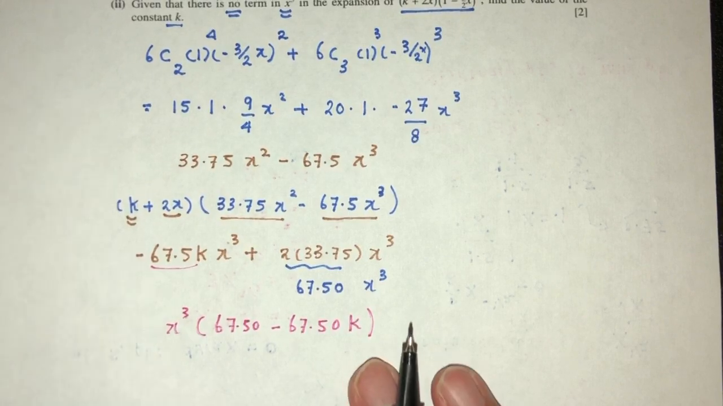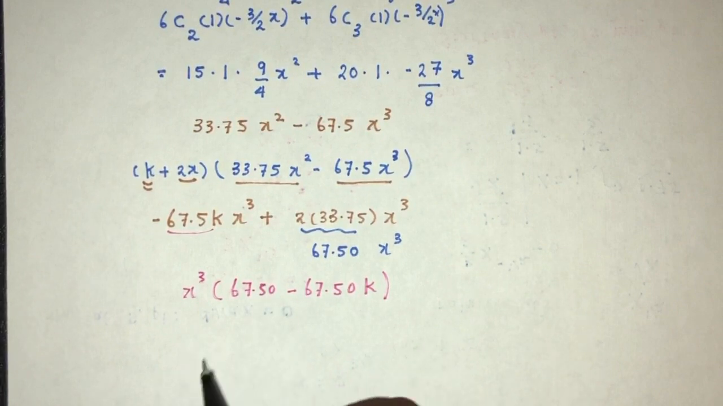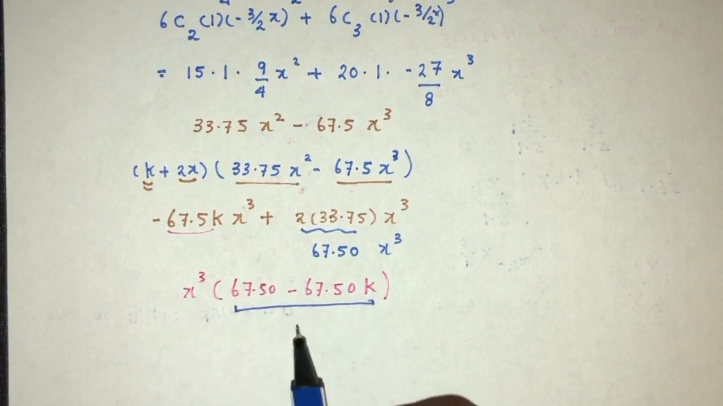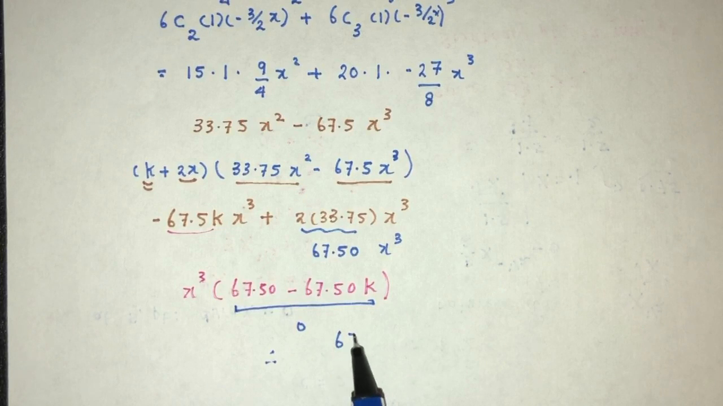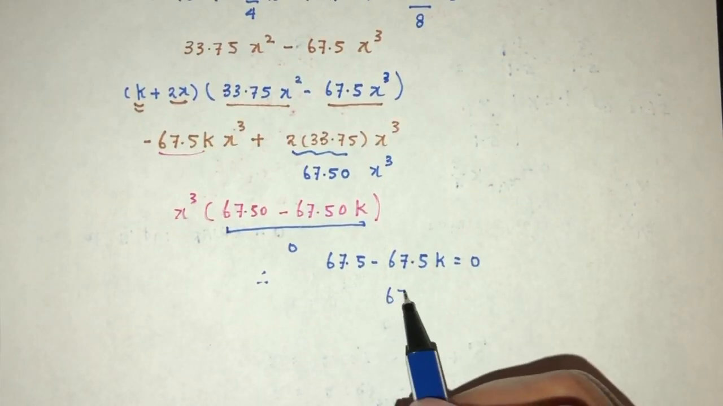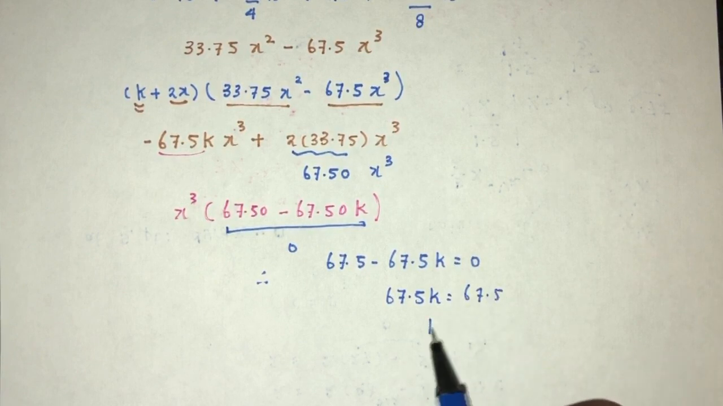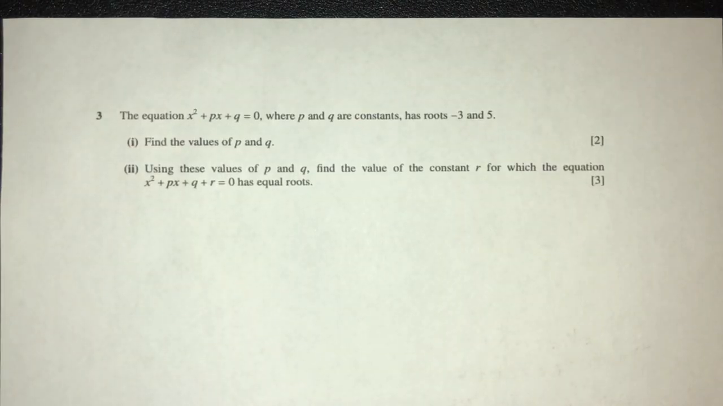Now we know that this expansion is supposed to give you no term in x cubed, which means the coefficient has to be 0. So this is supposed to be 0. So here you go. 67.5 minus 67.5 k is supposed to be 0. So solve for the value of k. That will be what? Pretty easy. k has to be the value of 1. Okay, and that will be your answer for part 2. Let's move on to part 3.